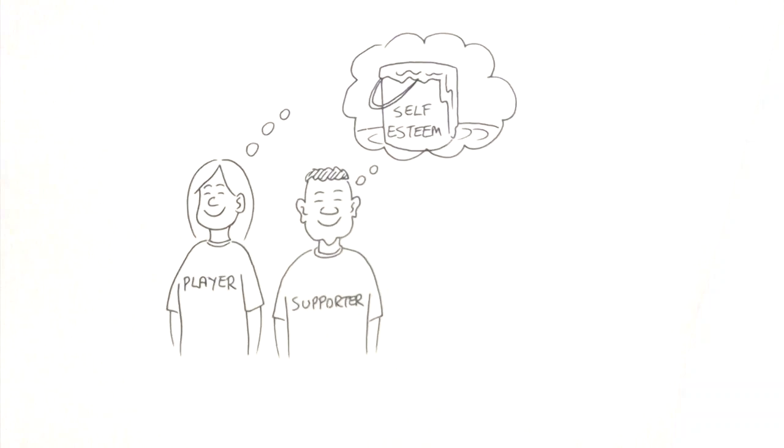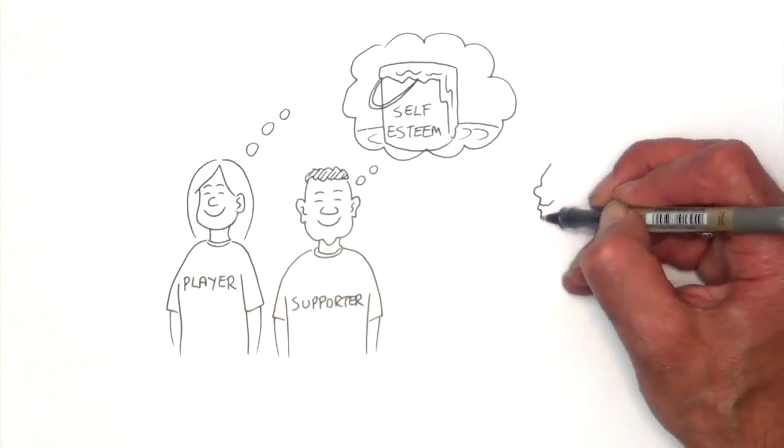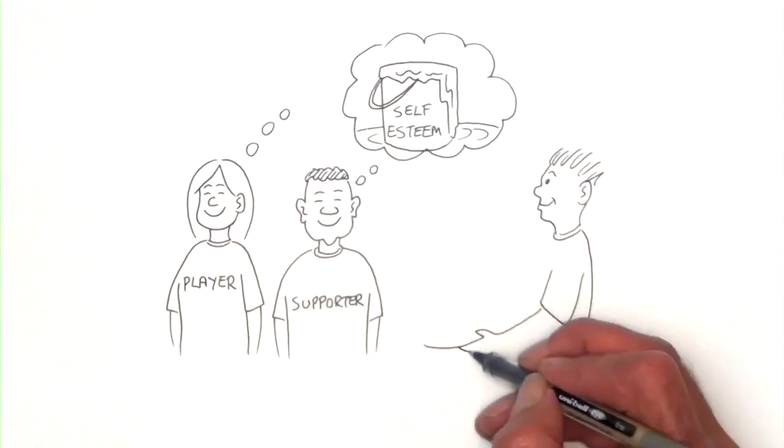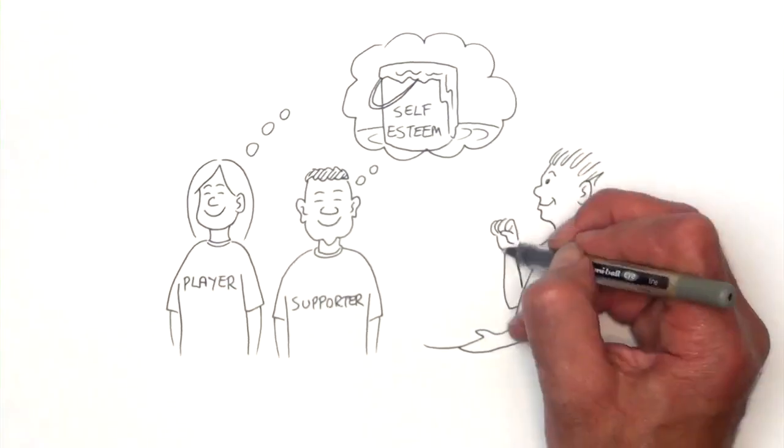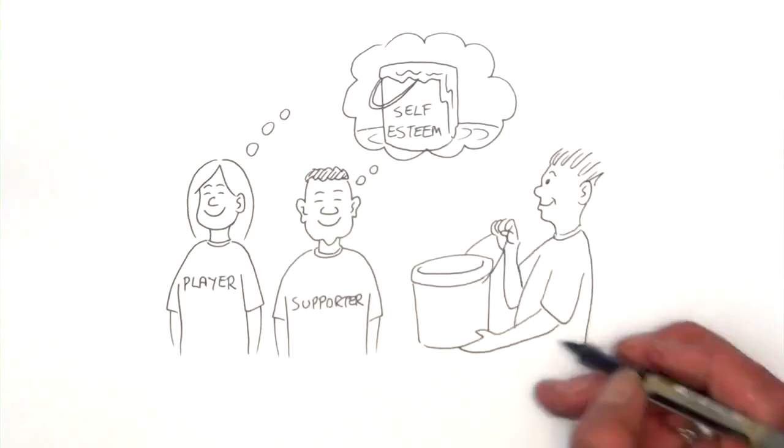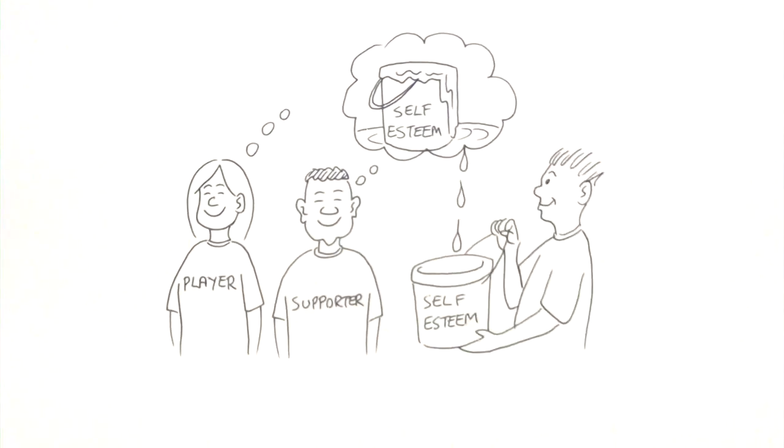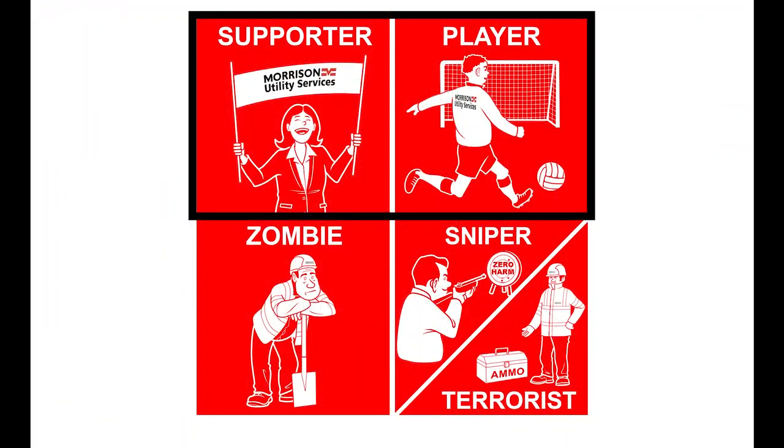So how could our players and supporters' overflowing buckets of self-esteem help everybody else? Well, let's take our snipers and zombies. They have low self-esteem, their bucket's half empty. If we help them build their self-esteem so their bucket becomes full, where would they go? The only place they can exist with high self-esteem is in our players and supporters' books.